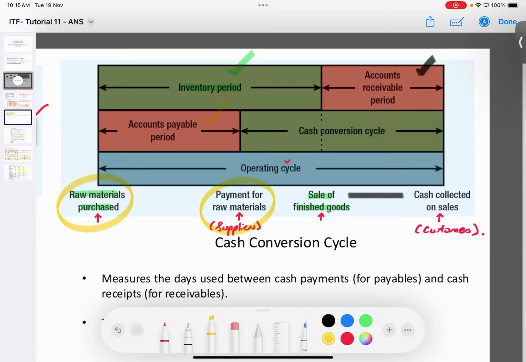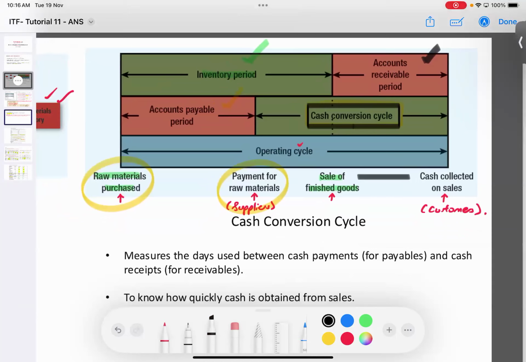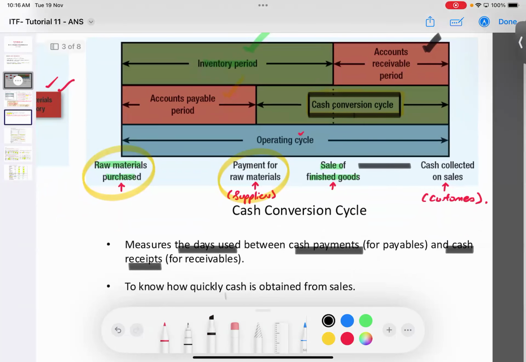Okay, and the rest over here we call the cash conversion cycle. So when you look into the cash conversion cycle, what does it mean? It means I look into how many days are used between the cash payment to the suppliers and the cash receipt from the customers. So I want to know how fast the cash is obtained from the sales itself.